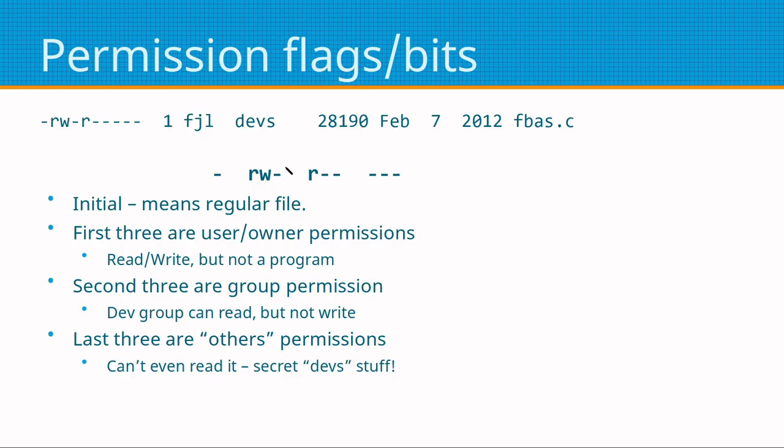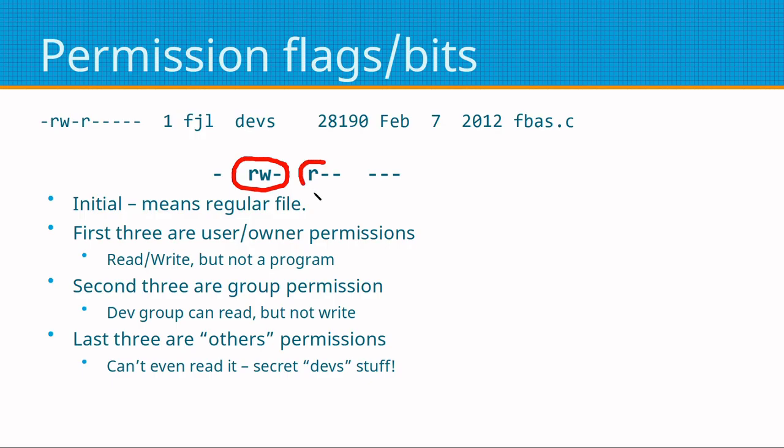The third one is the X bit, which means that the file is in fact a program, but this is not a program, this is just a regular file, you can't run it, so that has a dash on it. So the first group is for the owner.